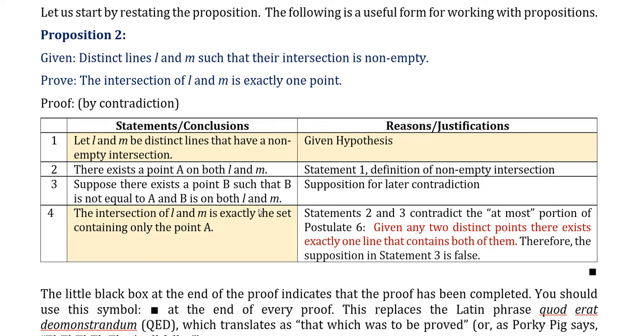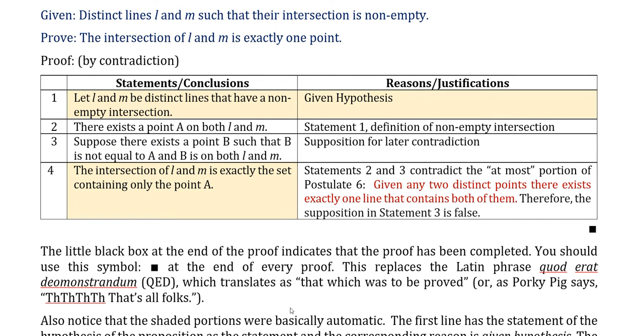The little black box at the end, little black square, we're going to use that symbol at the end of every proof. This replaces the Latin phrase quod erat demonstrandum, or QED for short, which translates as that which was to be proved. Or as Porky Pig said, that's all, folks. It's telling us this is the end of our proof, that we've done what we set out to do.